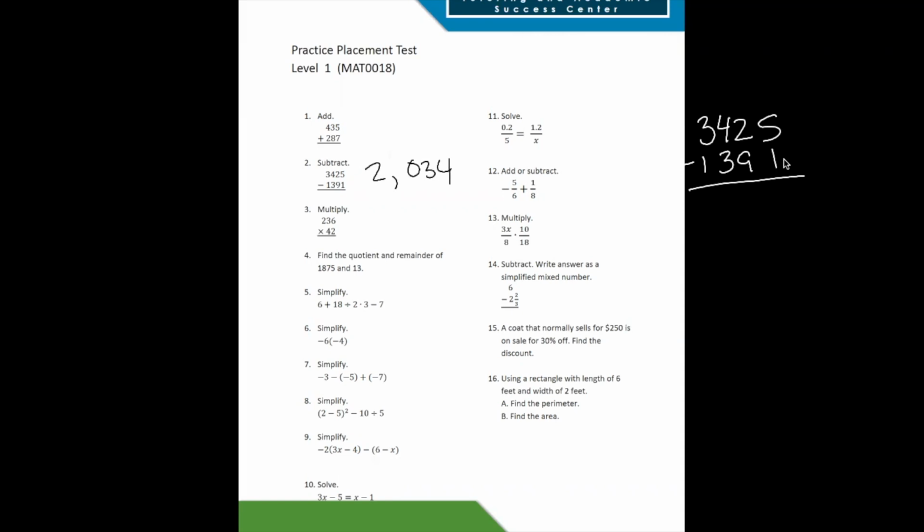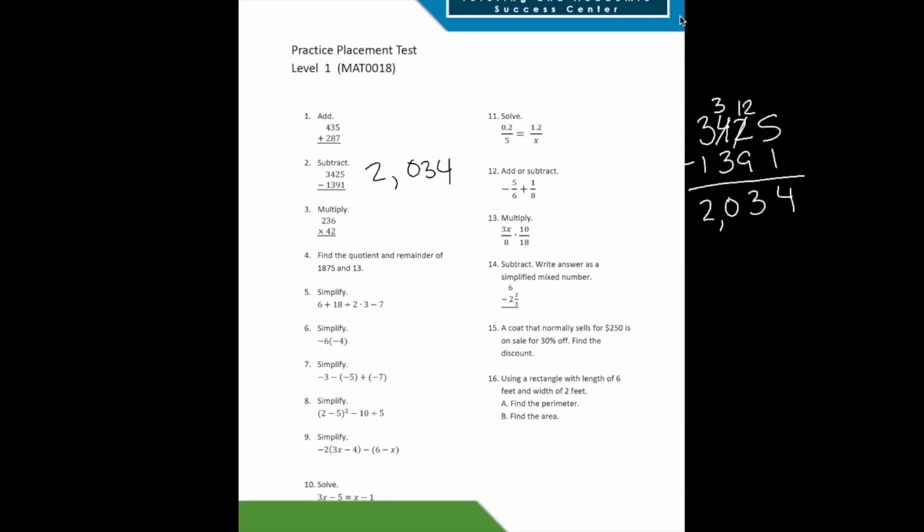When you subtract, just like addition, you want to move from right to left. 5 minus 1 is 4. When I move on to 2 minus 9, I can't do that because 2 is a smaller number than 9. So I'm going to borrow from the 4, and the 4 becomes a 3. My 2 will then become a 12. 12 minus 9 is 3. 3 minus 3 is 0. And then 3 minus 1 would be 2. And there's your answer of 2,034.